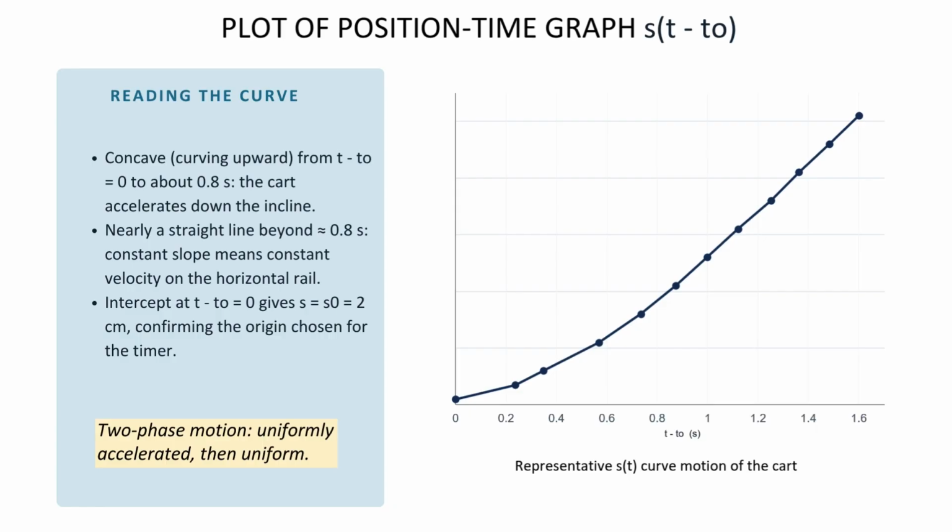An analytical reading of this curve shows two distinct regions. Phase 1 on the incline displays a parabolic shape indicating uniformly accelerated motion. Phase 2 on the horizontal shows a straight line signifying constant uniform velocity.